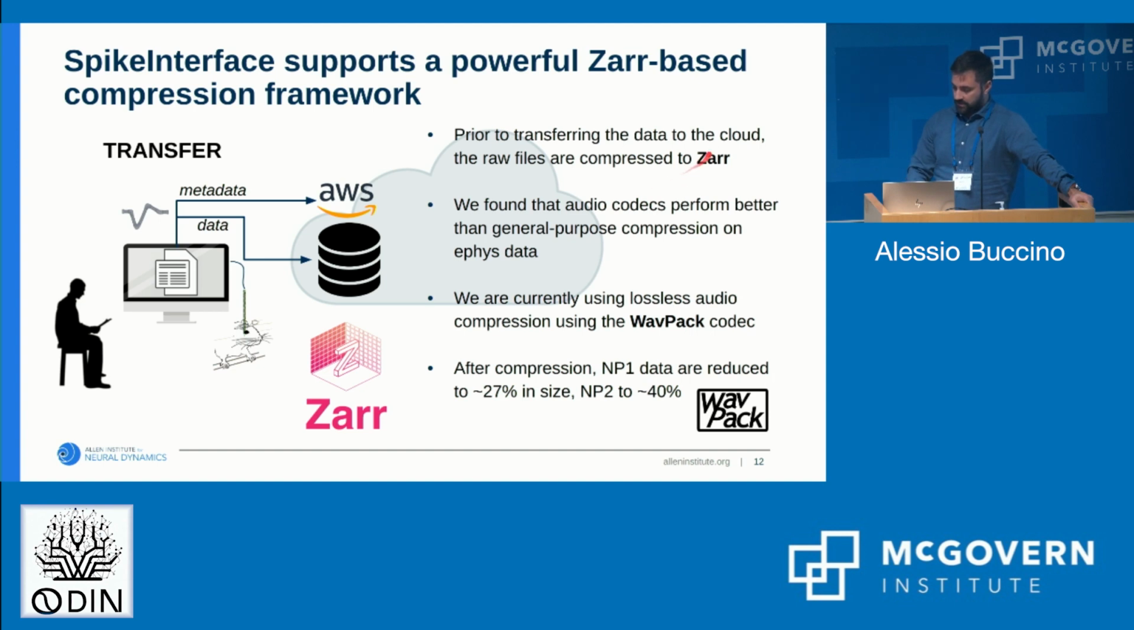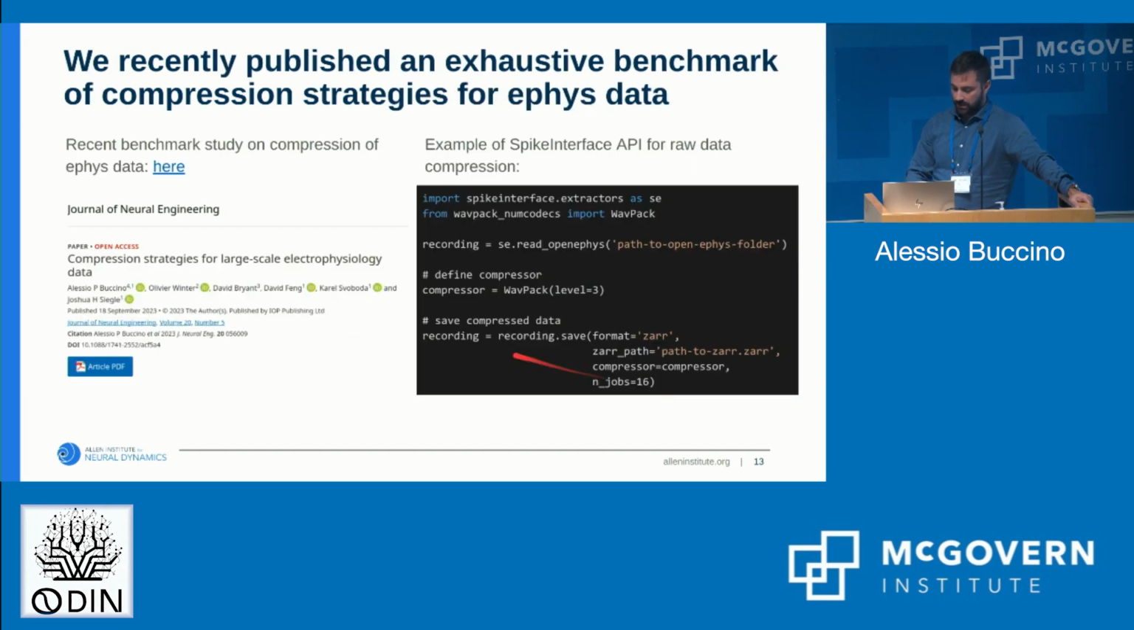So we extended Zarr by including some custom codecs, including this WavPack audio codec, which performed best among all the tried options. And we can now compress Neuropixels 1.0 data down to 27% in file size, and Neuropixels 2.0 down to 40% in file size, due to some inherent differences in the two probes. And if you want to know more, we recently published a paper with a benchmark.